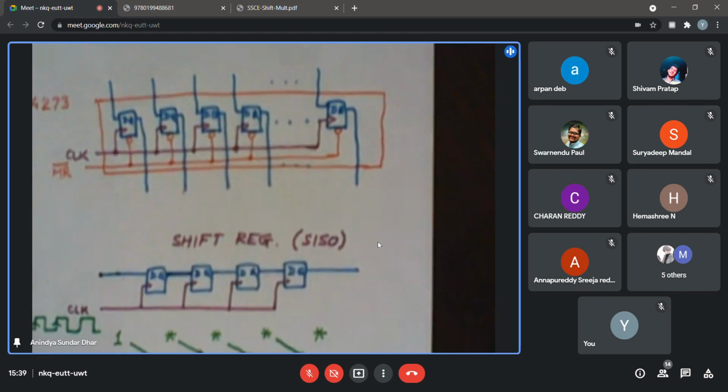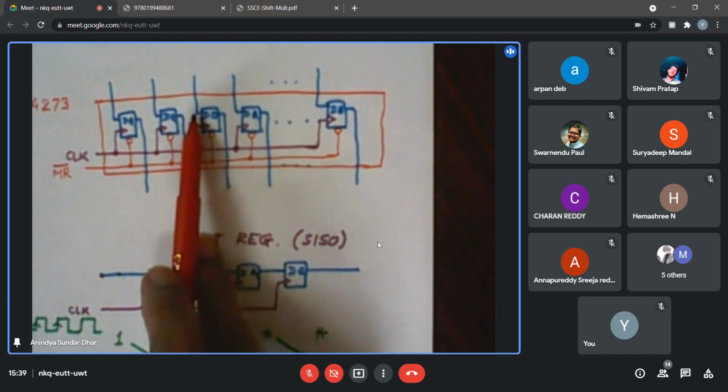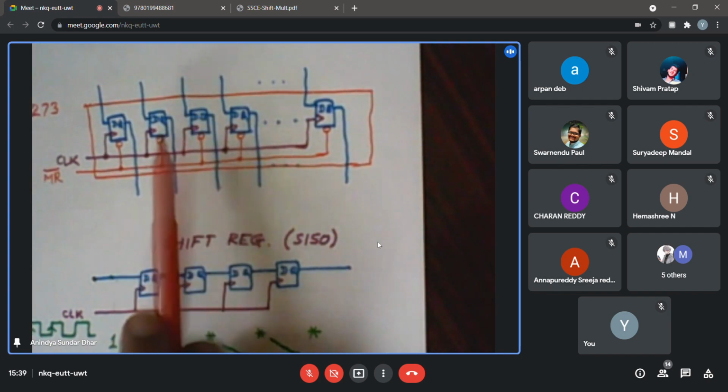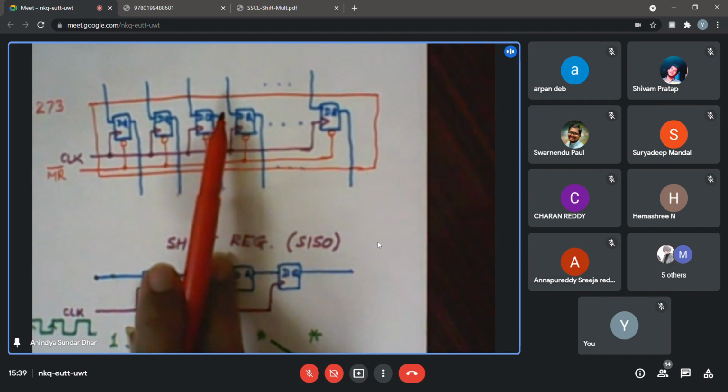Okay, so that is another hint that 74273, if need be, I can use it as a shift in, serial out type of register, but certainly not parallel in, serial out kind of thing, because I may not be able to use the parallel in portion, since in the absence of any additional multiplexer. You may not need to use a separate multiplexer. So 74273, maybe you can use it also as a shift register if you wish.